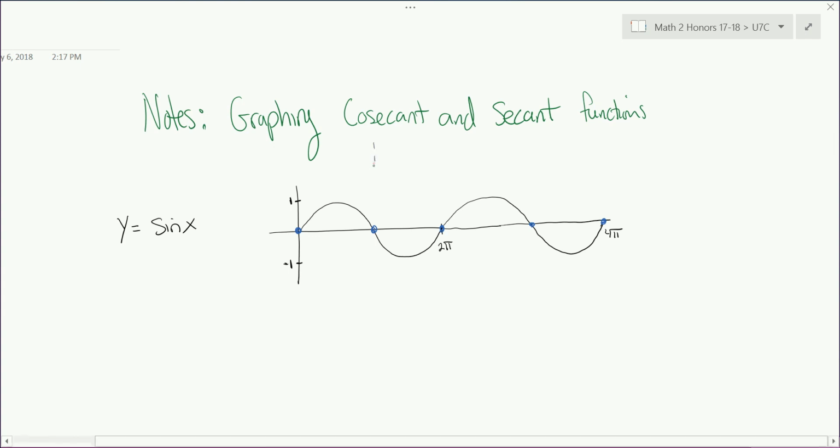And so what I'm going to do, this is not part of the graph, but I'm going to put that invisible wall there at all these points, because we're undefined at those points.